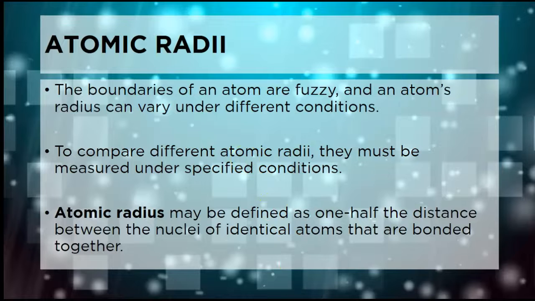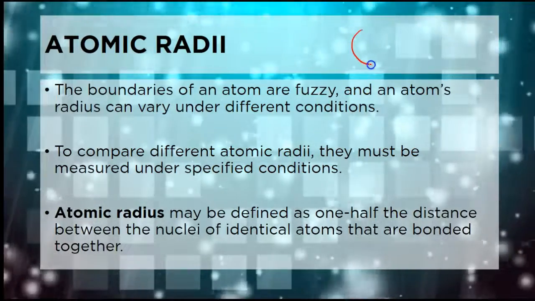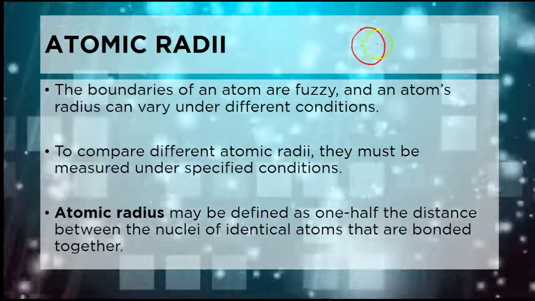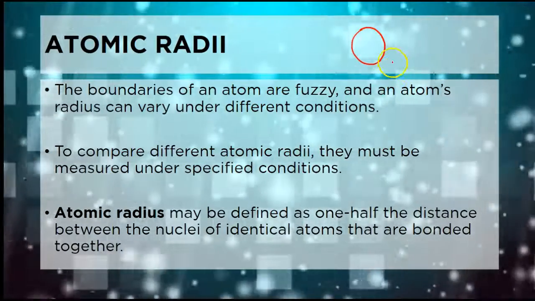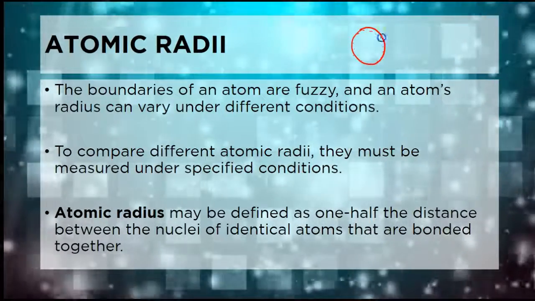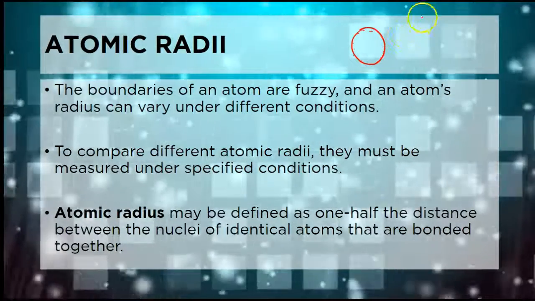So the first property we want to talk about is atomic radii. Because the boundaries of an atom are fuzzy, they're cloudy, we can't actually measure from left to right. If we were going to measure the radius of a sphere, normally we could just measure that diameter from the left outer edge to the right outer edge, but because it's more cloudy out here, we don't know the exact boundaries. We have to be creative.